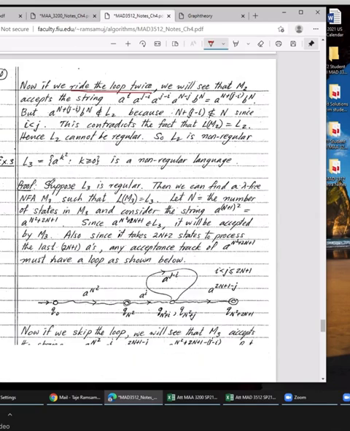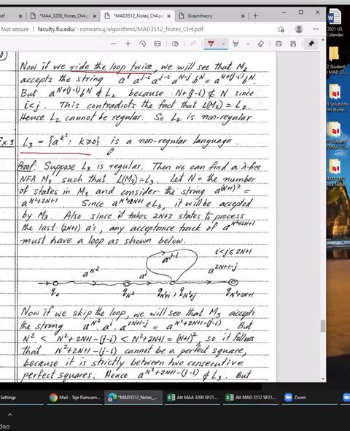Now, we got a third example. This is like, okay, you don't have A and B. How will you get a contradiction here? Now, if you have A to the N, there is no contradiction. A to the N is A star, right? Or A to the K, that's A star, that's regular.